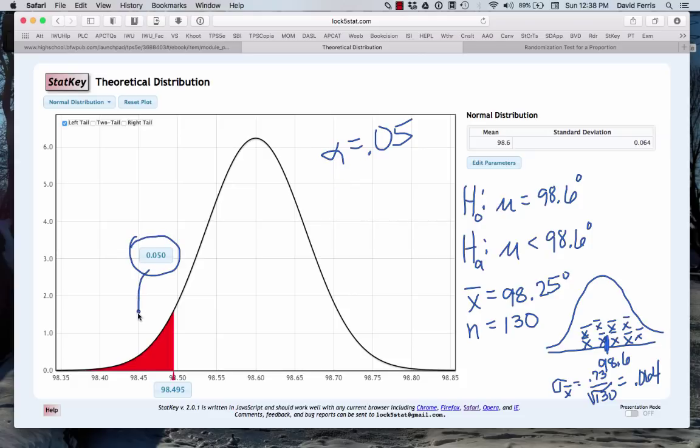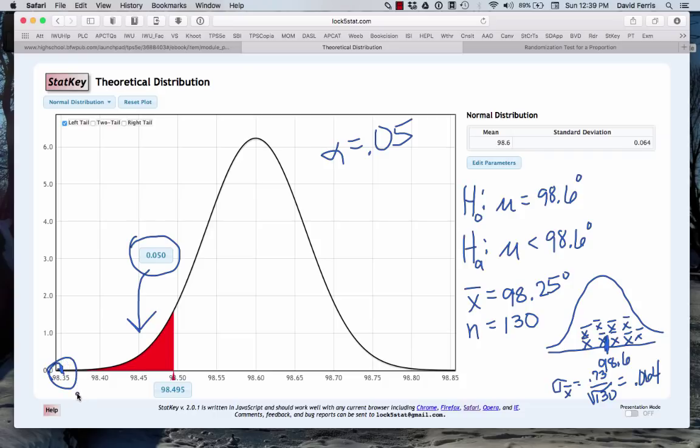So basically, anytime an X bar lands over here, we're going to reject the null hypothesis. If it does not land in there, we are not going to reject the null hypothesis. So 98.25, clearly 98.25 is way down in here. So that's how we got a p-value of like 0.006 or something. It was less than 1%.